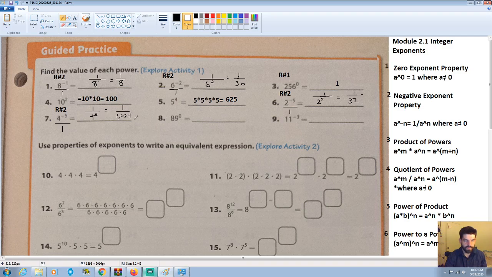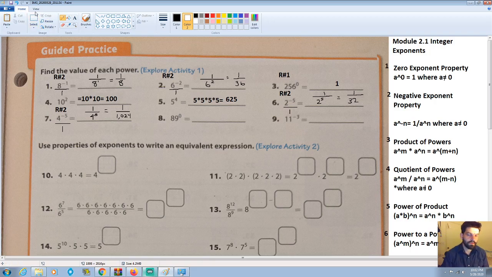And it's going to be a very good habit to get into, especially when it comes to standardized tests. You never want a simplified expression to ever have a negative exponent. You always want to rationalize it and make it into a positive one as your final answer.